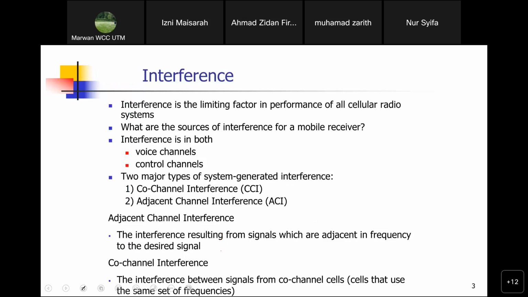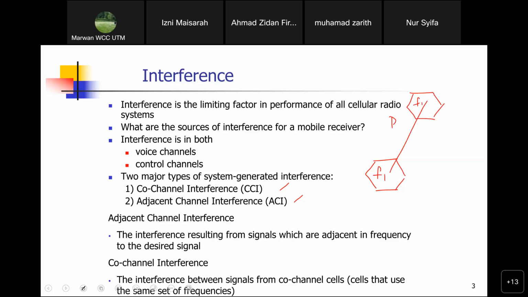So we have one and two. There are two types of interference in our cellular network: co-channel interference, and another one, adjacent channel interference. Co-channel interference, because we know our cell: if we allocate one frequency here, then later at some distance, the same frequency is going to be used back.